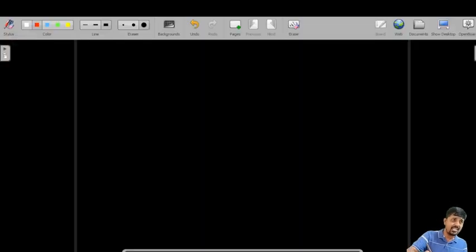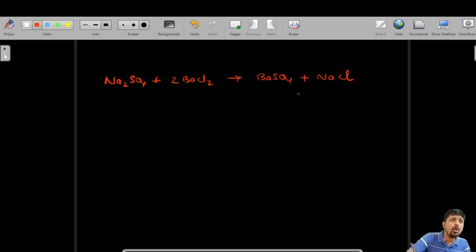Na2SO4 plus BaCl2. Okay, I am writing here. Na2SO4 plus 2BaCl2 gives rise to BaSO4 plus NaCl. Okay, so let me tell you, I think we have to balance it. So Na2SO4 plus BaCl2 gives rise to BaSO4 plus NaCl.